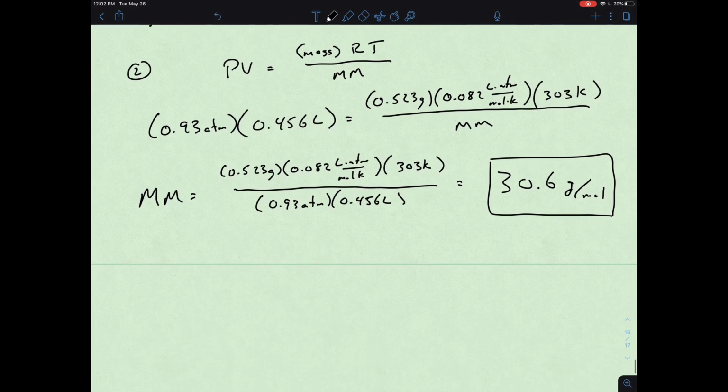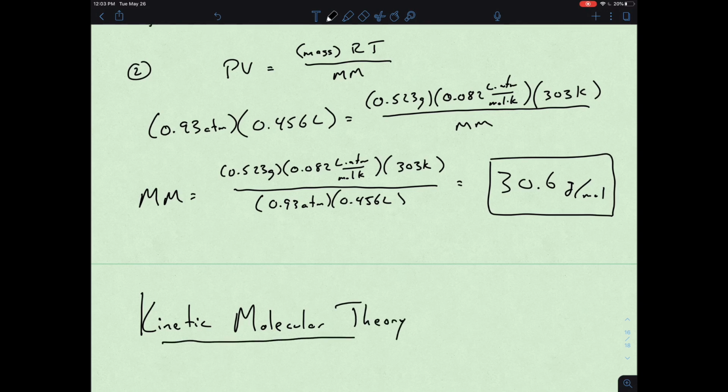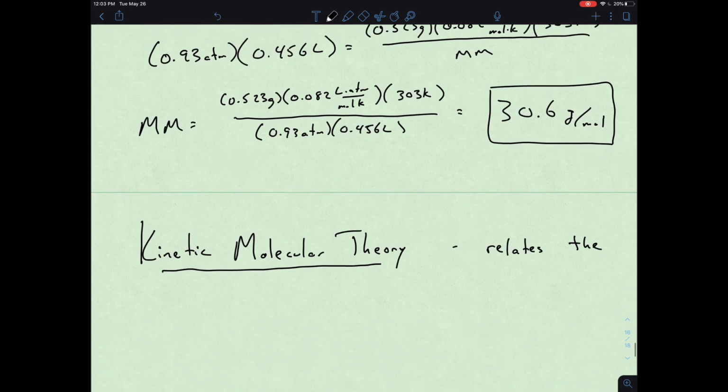And now let's get into kinetic molecular theory. Basically this is a way for us to relate the kinetic energy of gases to molar mass and temperature.